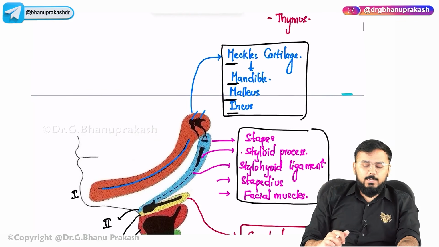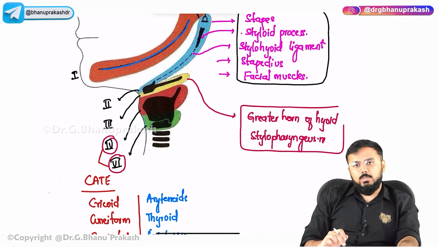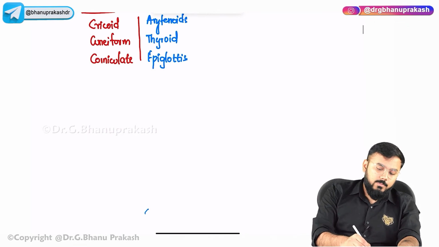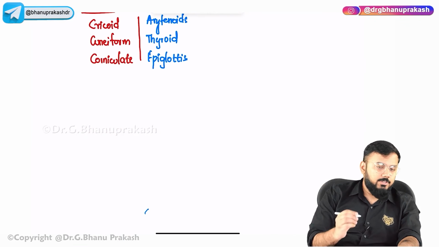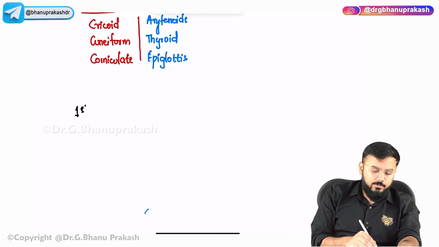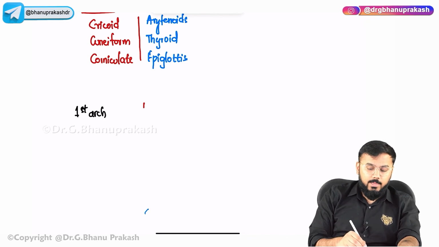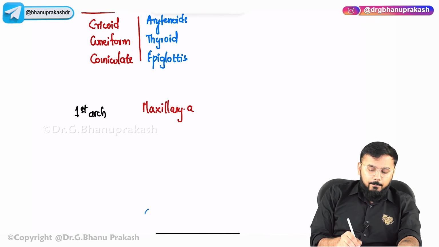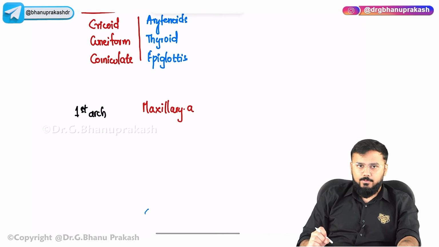Okay. So now we shall discuss, in each arch, what is the artery and what is the innervation. First, let us discuss the first arch. In the first arch, what is the artery that is supplying? That is your maxillary artery. Maxillary artery is the artery that is supplying your first arch.